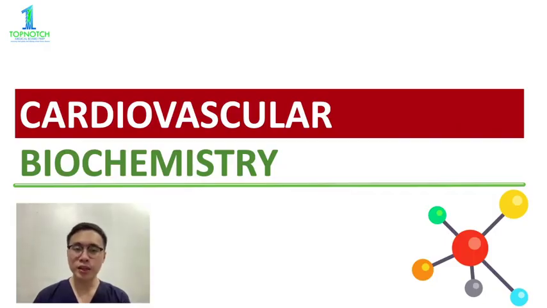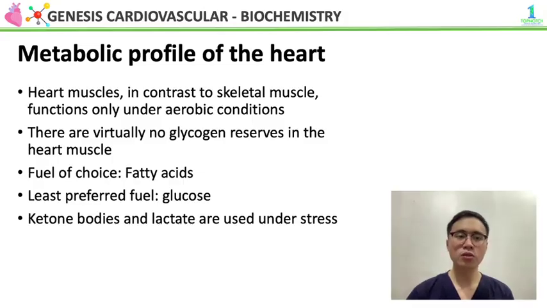So now we proceed with the biochemistry part. So in terms of biochemistry of the cardiovascular system, there isn't really a lot of specific biochemical pathways that only exist for the heart. But here, we would like to emphasize some peculiar aspects of the metabolism. So for the metabolic profile of the heart muscles, in contrast to the skeletal muscles, they only function under aerobic conditions. And there are virtually no glycogen reserves in the heart muscles.